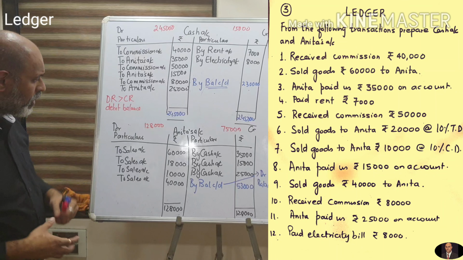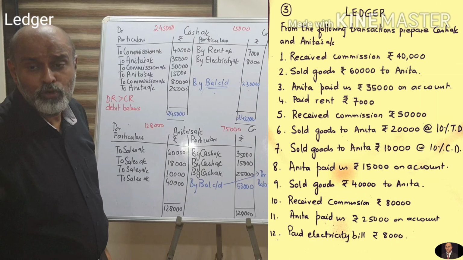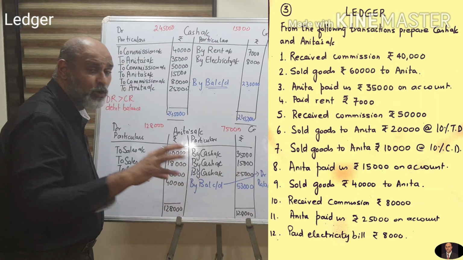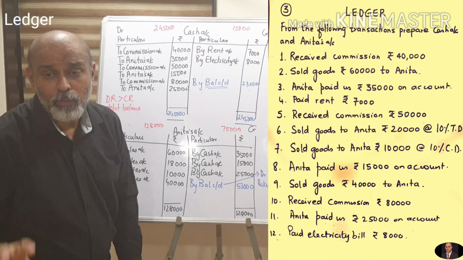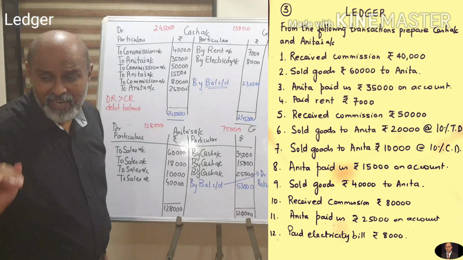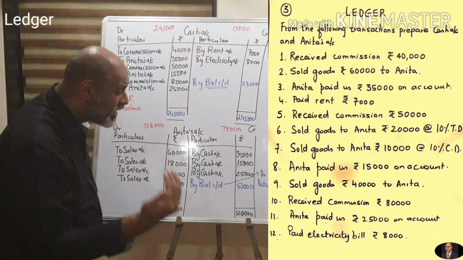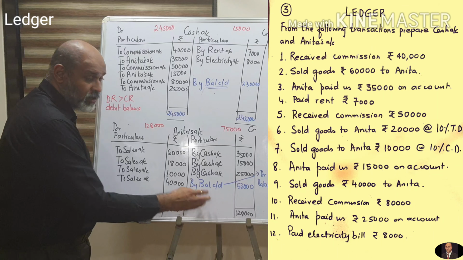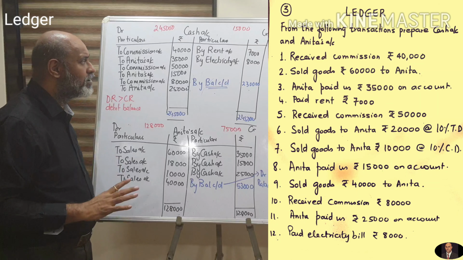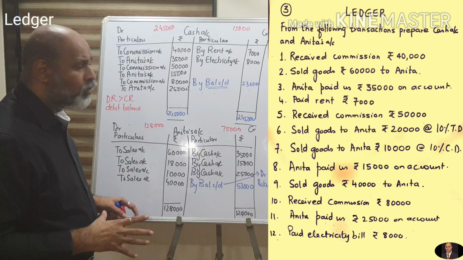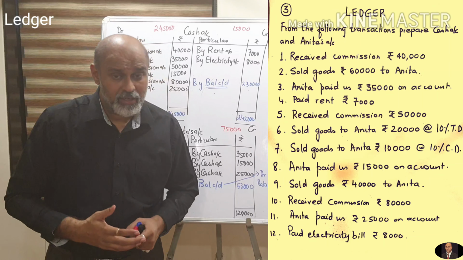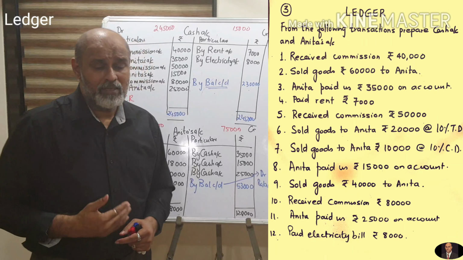Similarly, Anita's account. Anita is a person to whom we have sold goods on credit. She has paid us sometimes also. In the end, she owes us 53,000 rupees, which means that Anita is a debtor. We have to recover that much amount from her. So remember, debtors always have a debit balance and creditors always have a credit balance. Please focus on these entries, do it thoroughly, do it again and again, master it. That's the best way you can master your ledger.